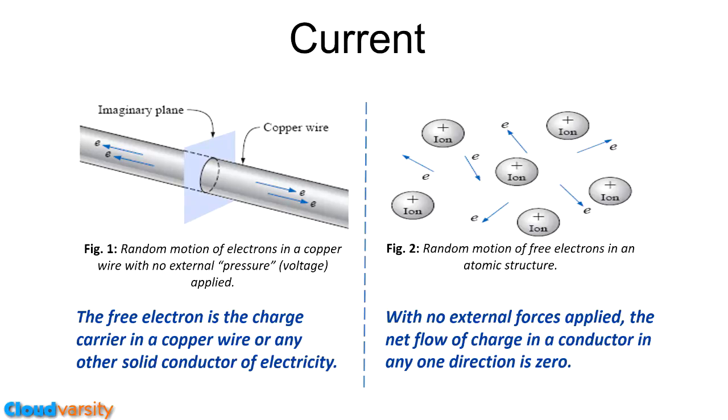With no external forces applied, the net flow of charge in a conductor in any one direction is zero. যদি কোনো আমি external forces apply না করি, তাহলে দেখা যাবে যে net flow of electron is zero and hence no current will flow.